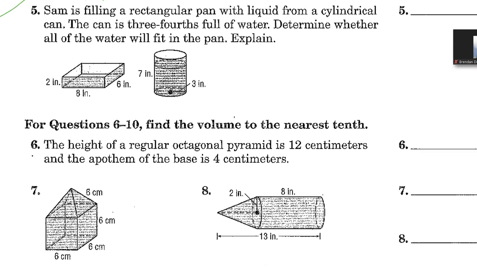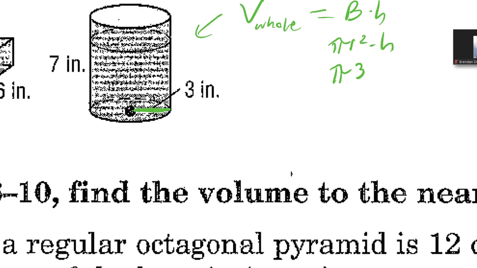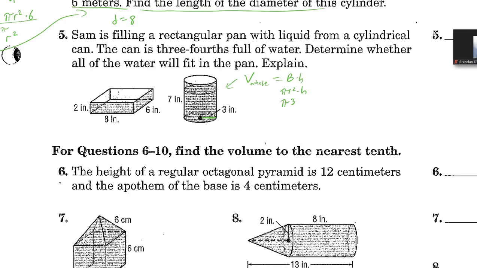All right, and then Sam is filling a rectangular pan with liquid from a cylindrical can. The can is 3/4 full of water. Determine whether all of the water will fit in the pan and explain. Okay, well, the volume of the whole thing is equal to base times height, or pi r squared times height, or pi 3 squared times 7. Now, it's hard to see, but it's saying this radius right here is 3. So that's pi times 9 times 7, or the volume of the whole can is equal to 63 pi.